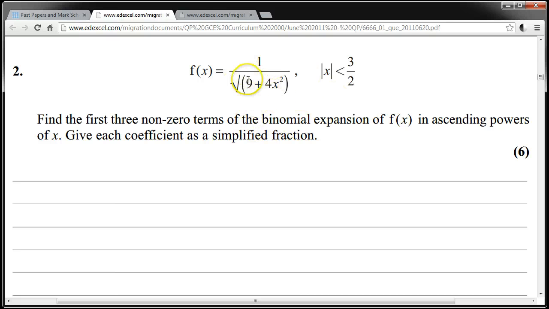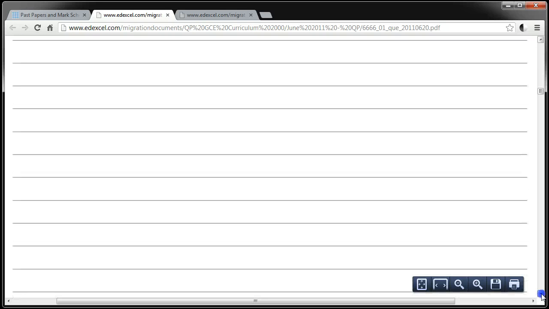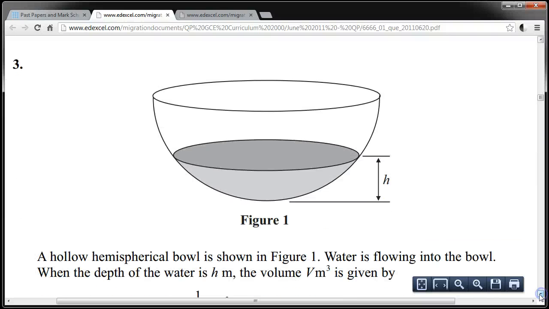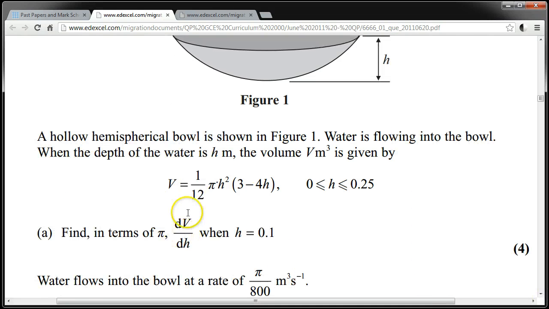Binomial expansion here, so again that shouldn't hold any horrors for you in expanding this and simplifying each of the coefficient terms. So 2 is okay, they're fairly user friendly so far. So the next one is 3. There's a bowl there with fluid in. Volume is given by this, of height h. And then water's flowing into the bowl. So there's V. So find dV/dh, that's simple differentiation.